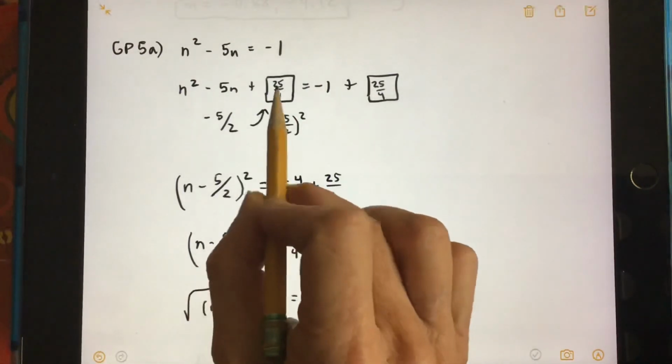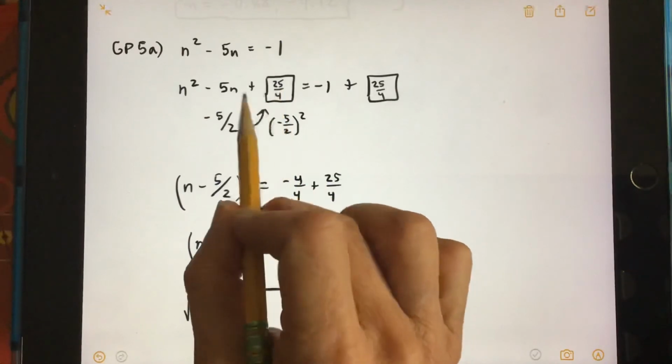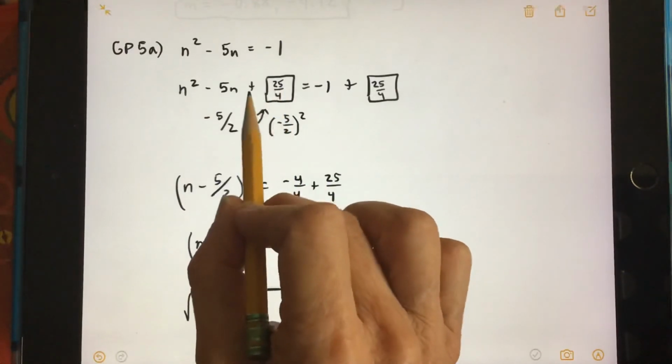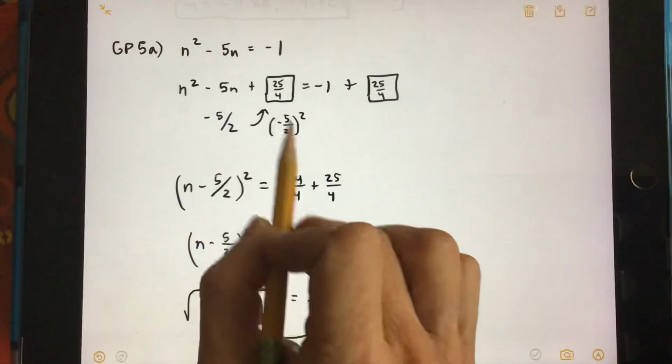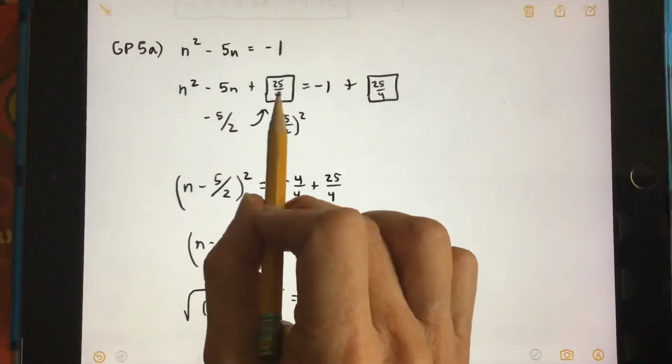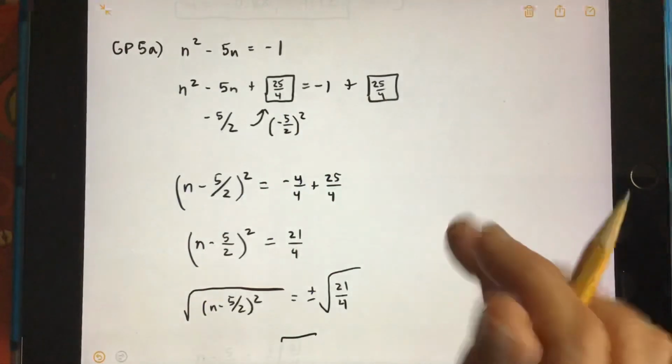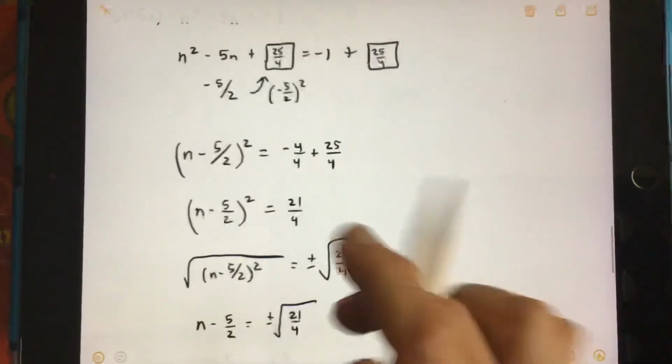So negative 5/2 squared is positive 25 over 4. So this is a plus sign. This will always be a plus sign. Whether we square a positive or a negative number, we're always going to get a positive result. So put 25/4 in both boxes to add the same thing to both sides.